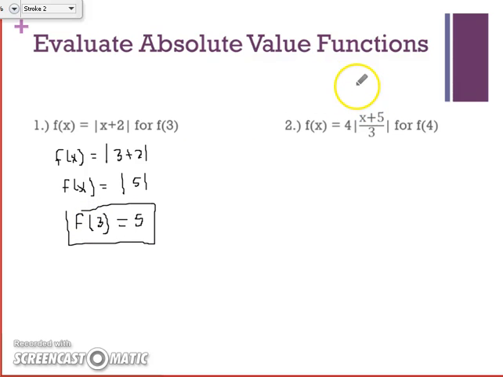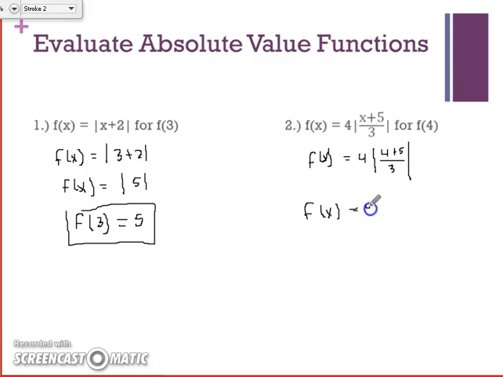Looking at our other example, it's a little bit more complex. We've got numbers outside of our absolute value symbols, and we've got a variable part inside the absolute value. But we're still going to solve the same way by plugging in the known value for x and simplifying. So we have f of x equals 4, and when it's on the outside like that, that means times whatever's on the inside. So 4 times, and then we're plugging in 4 for x, so 4 plus 5 over 3. We want to simplify inside that absolute value chunk first. Just like order of operations with parentheses, we want to simplify inside there first.